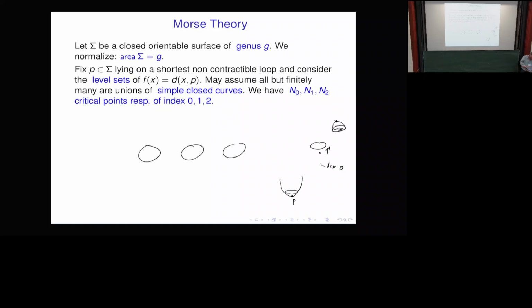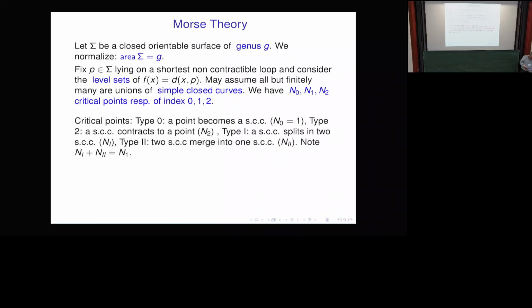Maybe I will write the second. Type 0, as I said before, a point becomes a simple closed curve. Type 2, a simple closed curve contracts to a point. And type 1, there are two possibilities. Either a simple closed curve will split into two, so I'm going to have this, and then it will become like that, and then it will become two. So this is type 1. Or I will have two simple closed curves, and they're going to collide at the critical point, and then they will become one.